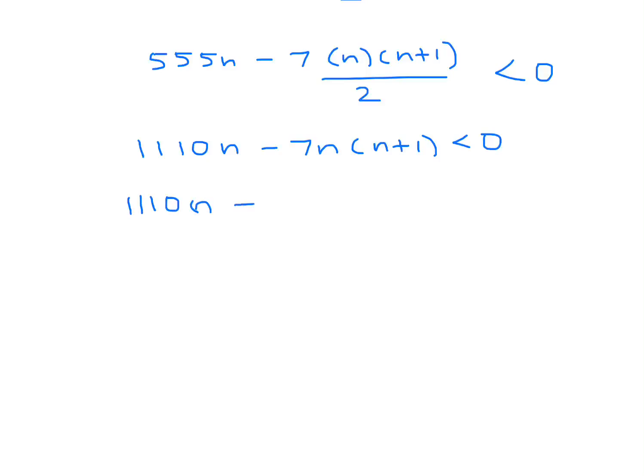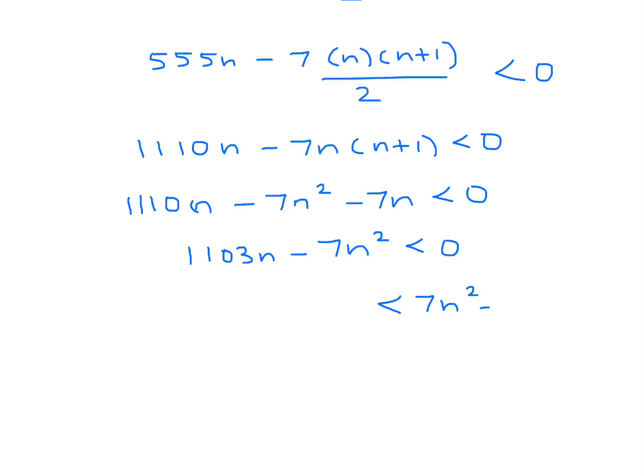And this will become minus 7n squared minus 7n less than 0. And therefore this is 1103n minus 7n squared is less than 0. All right? And we can put this on the other side. So we'll get 7n squared minus 1103n is greater than 0. And if we factor out an n, you'll get n times 7n minus 1103 is greater than 0.